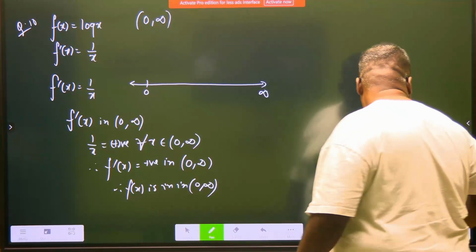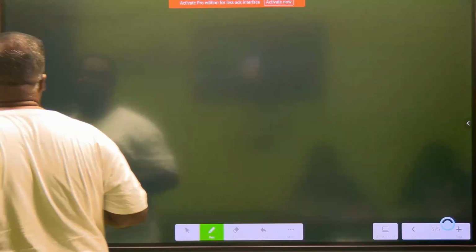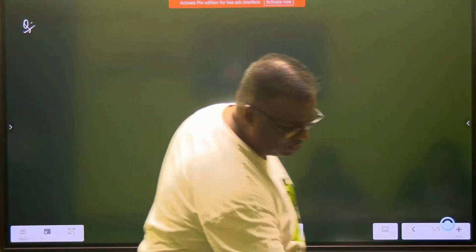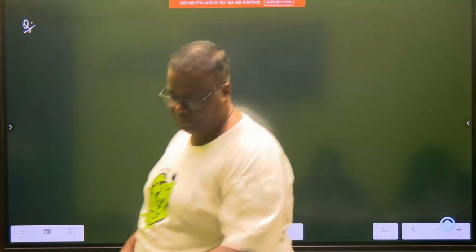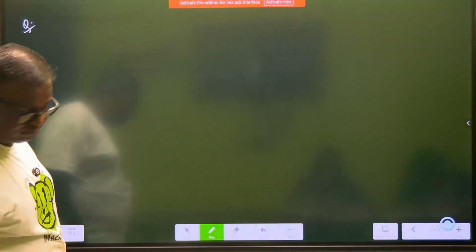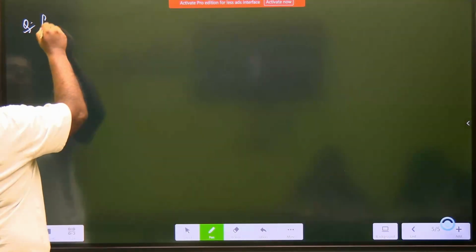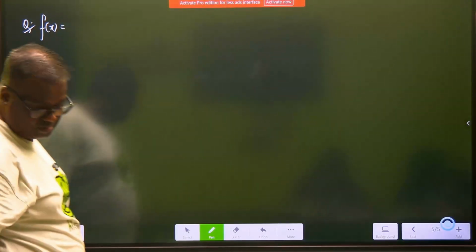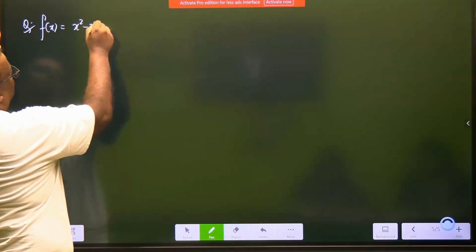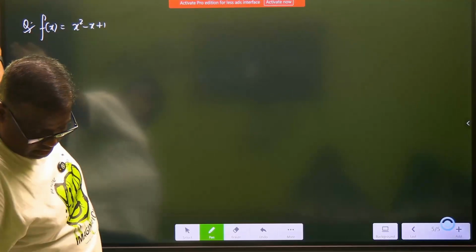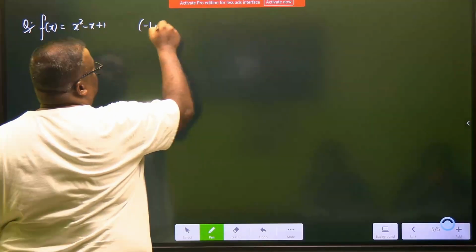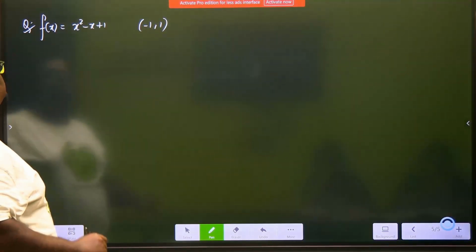Let's check. Okay, can you narrate the function to me for this question? One minute, let me bring it near to me. Prove that the function given by f x equal to x square minus x plus 1 is neither strictly increasing nor decreasing on minus 1, 1.